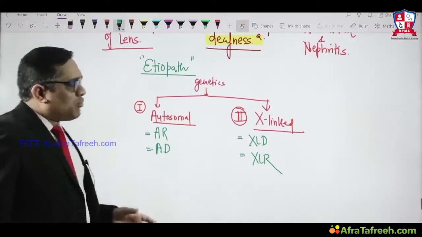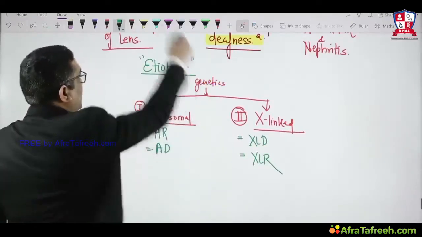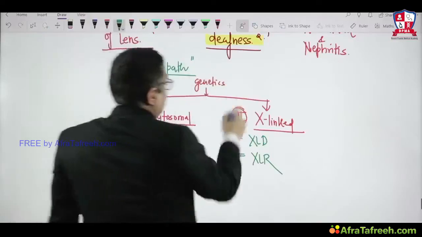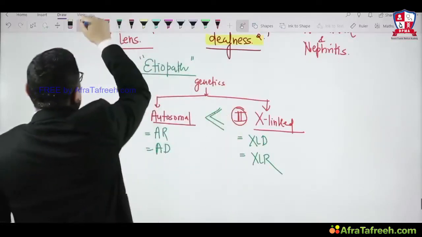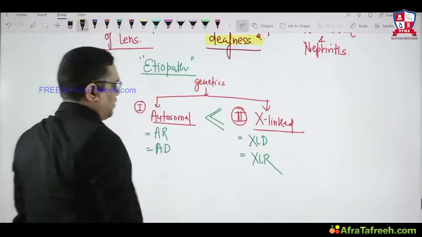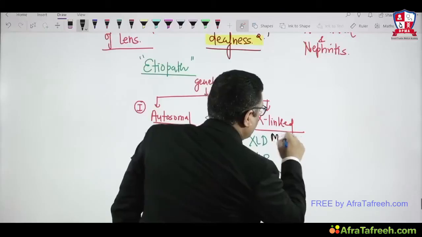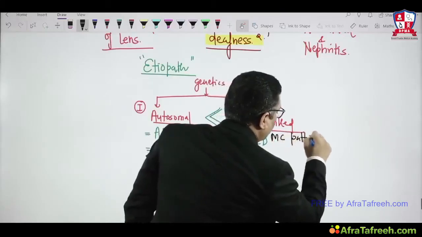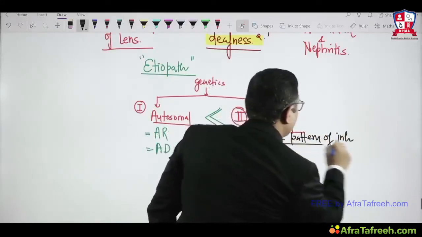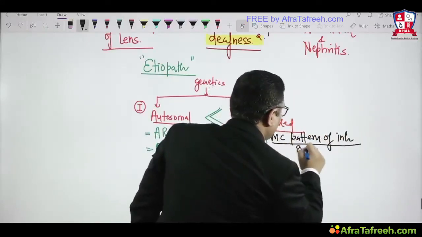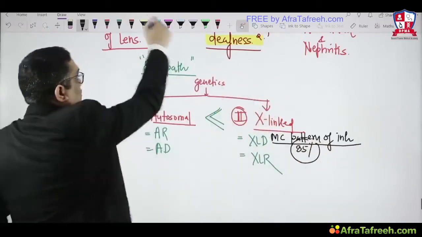Which is most common in Alport syndrome, autosomal or X-linked? When examiner asks you this question, always keep in mind X-linked is the most common pattern. Remember, X-linked is the most common pattern of inheritance. And amongst the X-linked, dominant is the most common pattern of inheritance. This was the All India 2016 question. More than 85% of the cases will be having X-linked dominant. So keep that in mind.